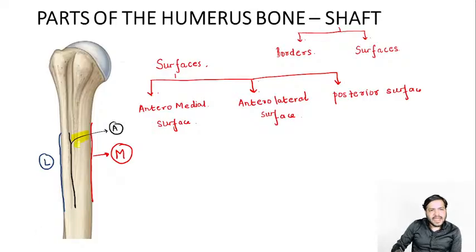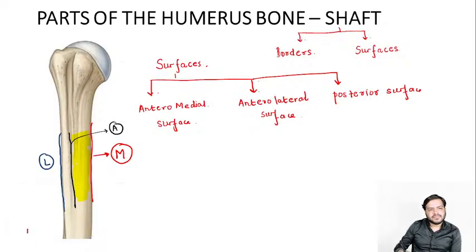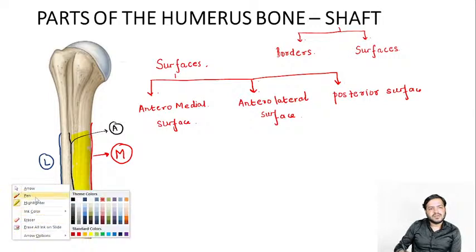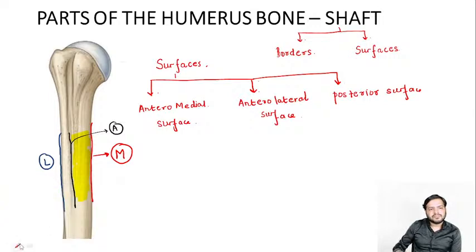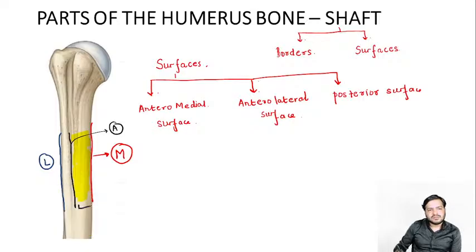Between the anterior and medial borders, the surface area you can see, which you are very much aware of, this surface area between the anterior and the medial borders, guys, I'll use another ink. This surface area is basically the anteromedial surface. This is the anteromedial surface.